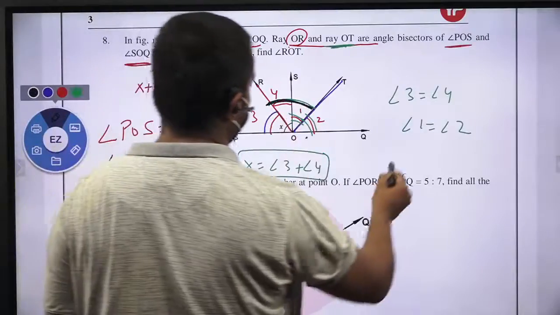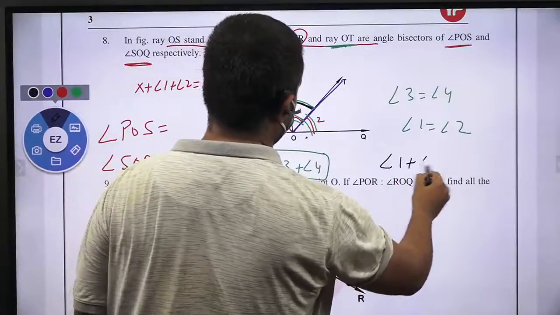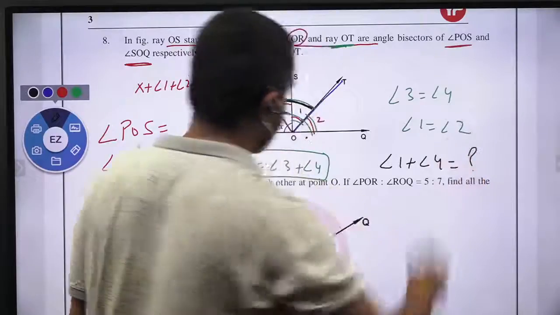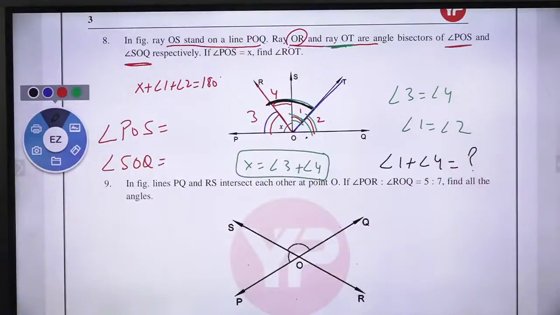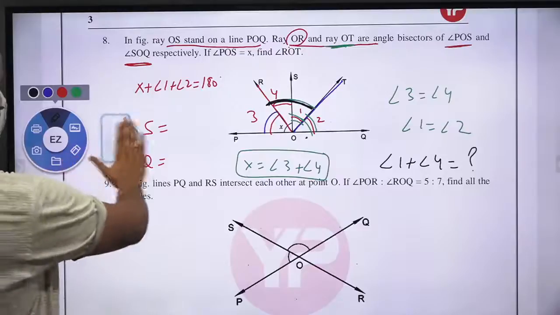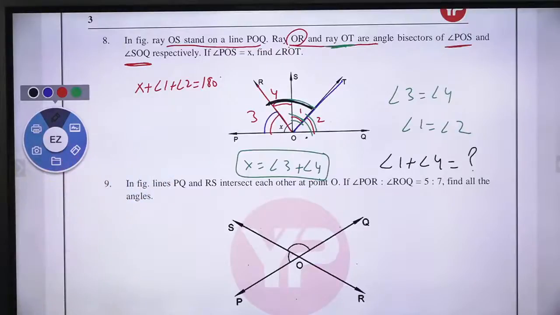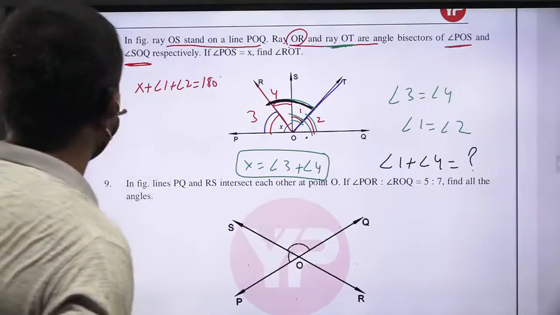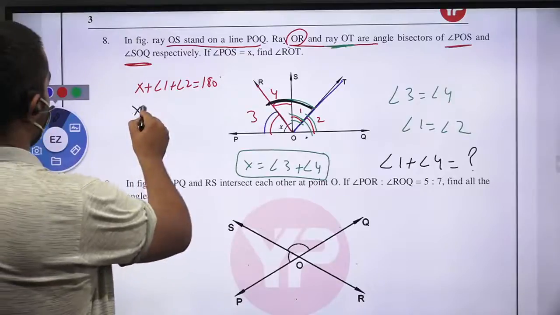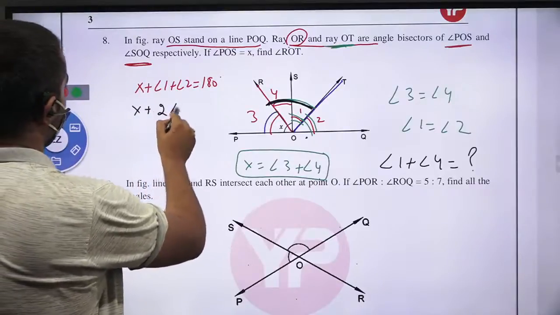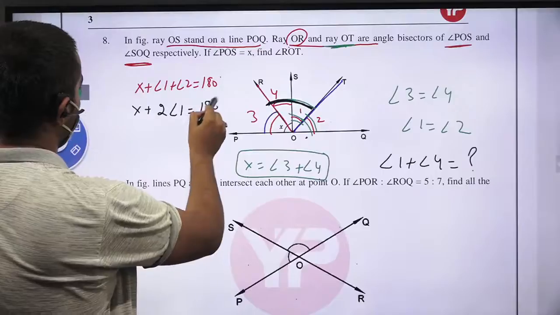ROT is this angle. So angle 1 plus angle 4 we need to find out. So x plus angle 1 plus angle 2 is 180, we are given. See, OS is not a perpendicular, as you can see, they have not given it, but they have given that angle 1 is equal to angle 2. If angle 1 becomes equal to angle 2, so that will become 2 times angle 1 is equal to 180.